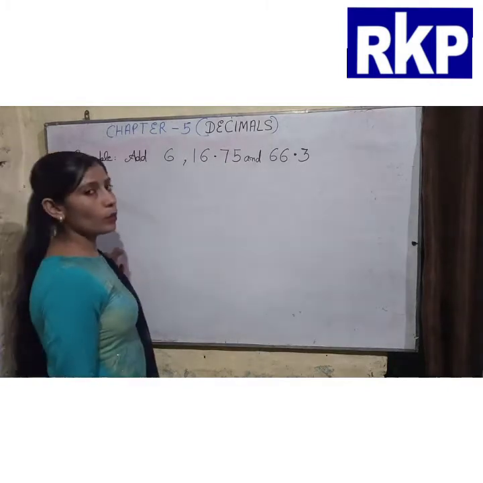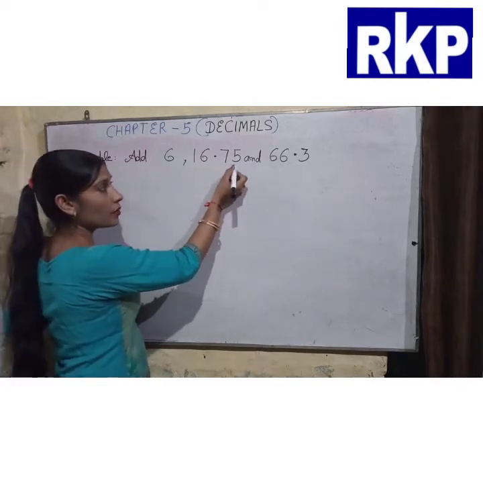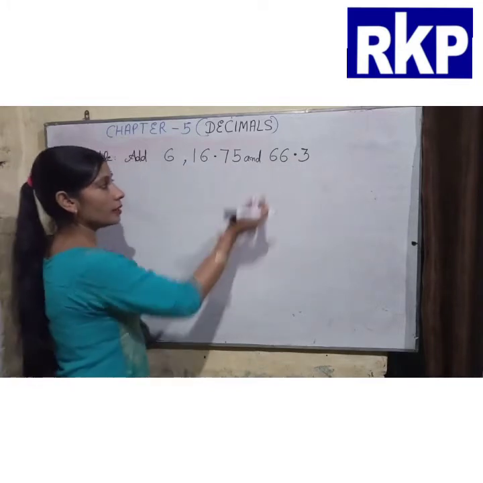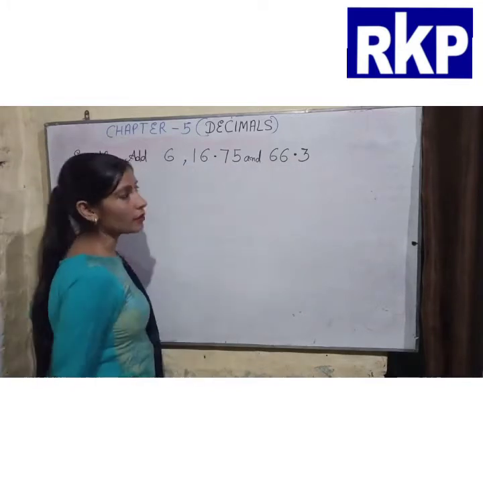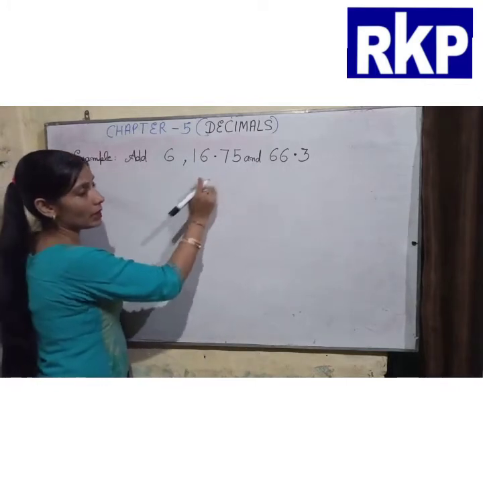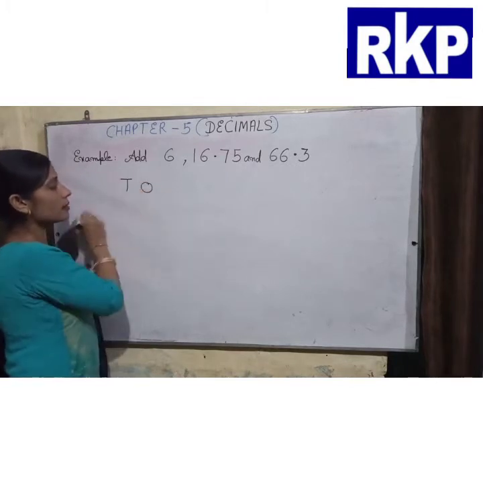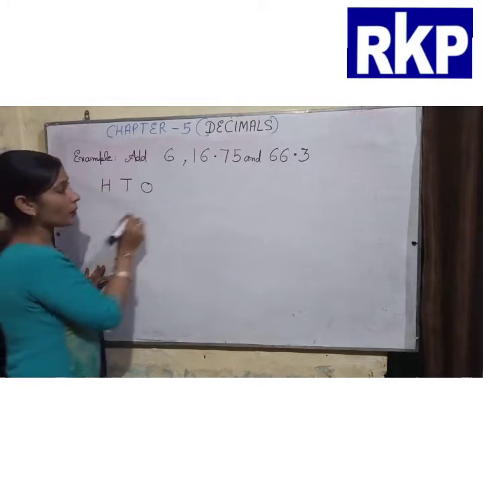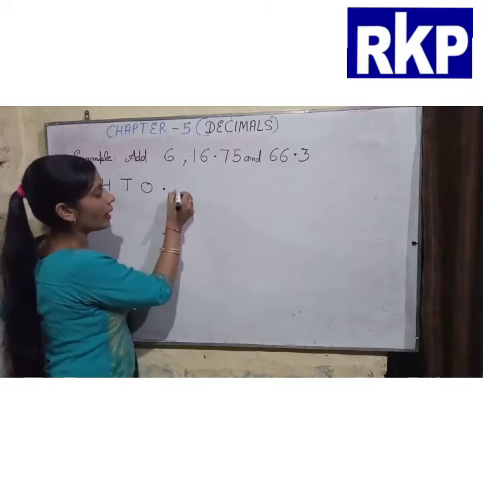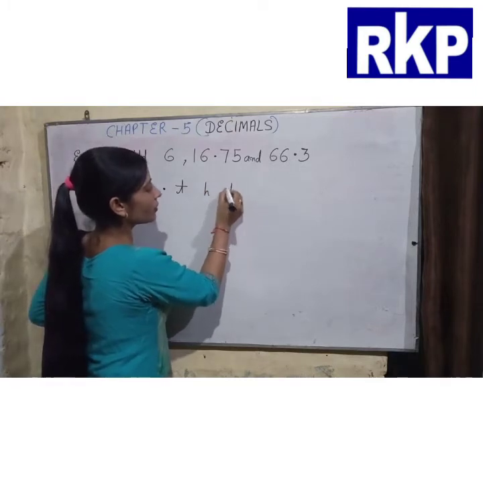Now let us take one more example beta. Here we have to add 6, 16.75 and 66.3. Here also we have 3 decimal numbers, and we have to add these numbers. Now beta, we have to write the places. So first of all we have to write ones, then tens, hundreds. Okay, now here we have to put the point after the ones place, and here we have to write tens, hundreds, thousands.